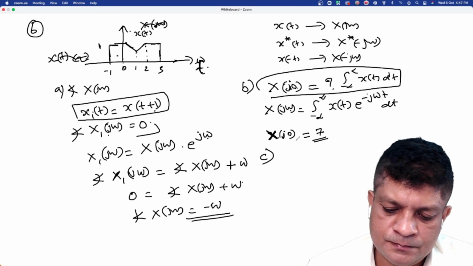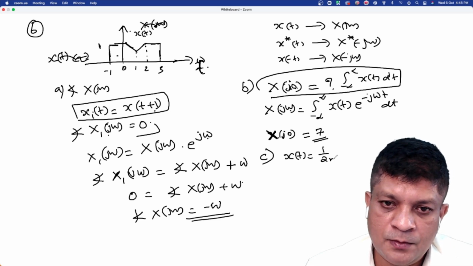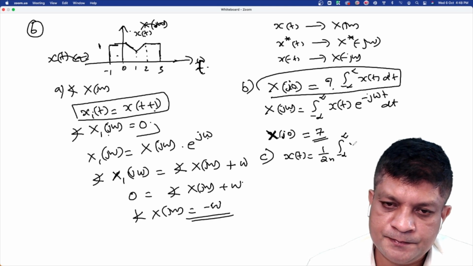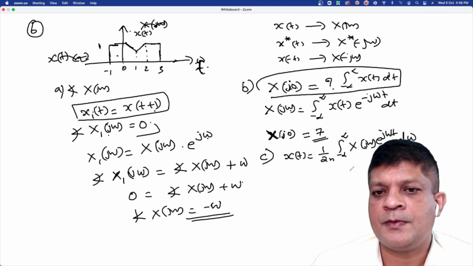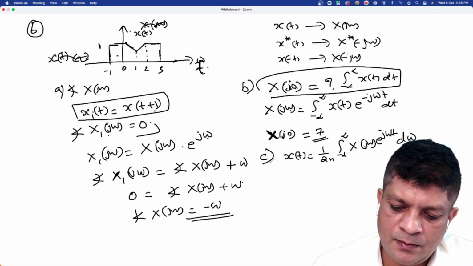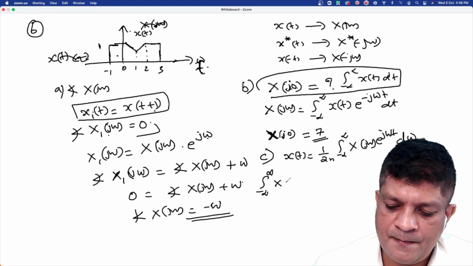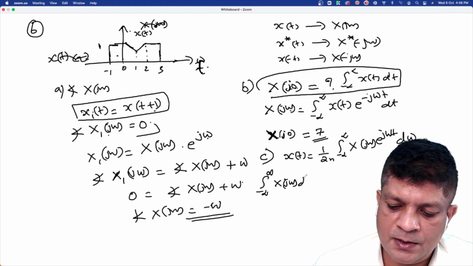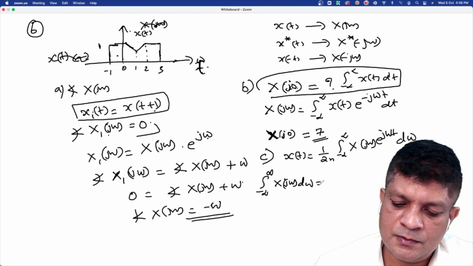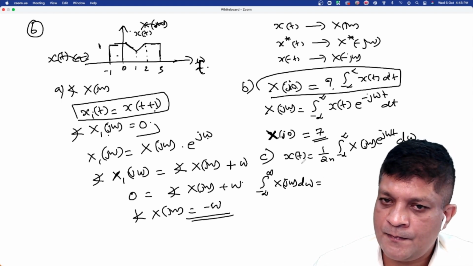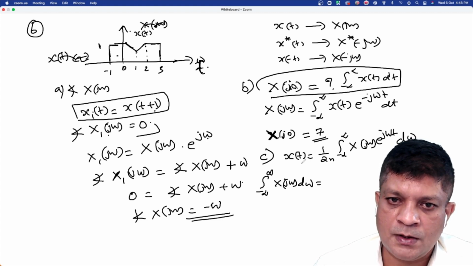So x(t) is equal to 1 upon 2 pi times the integral of X(j omega) e^(j omega t) d omega. This is the inverse Fourier integral. Now the question is, what is the integral from minus infinity to infinity of X(j omega) d omega? How is it related with x(t)?